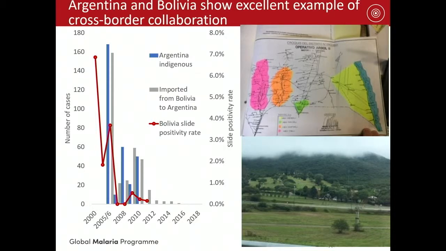And at the same time, the number of cases coming across the border that were imported in gray began declining, as well as the indigenous cases in Argentina began declining. And Argentina was free from malaria from around 2011. So this was an excellent, coordinated, deliberate attempt. It wasn't just for malaria. They also worked on Chagas disease and cholera, but that had a very significant impact because they were treating the focus in that area holistically.